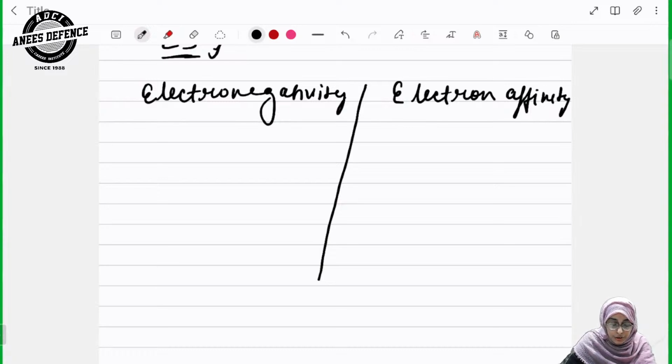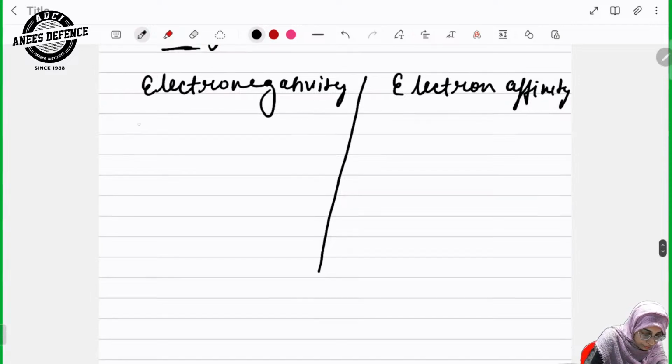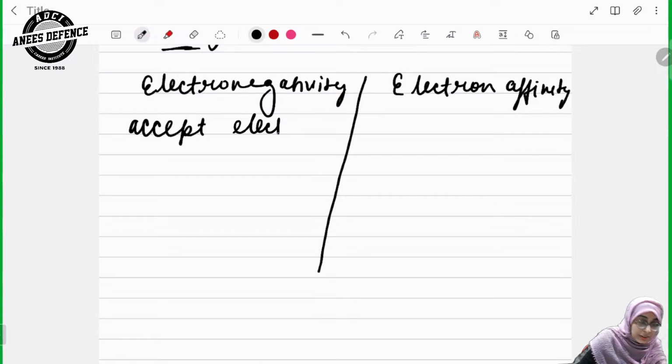Both have one very basic difference, and the most important difference is that electronegativity is the tendency to accept electrons. And electron affinity is the tendency to attract electrons.